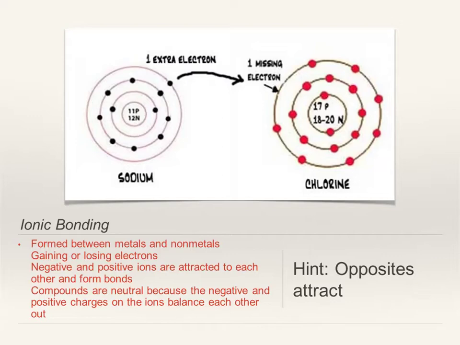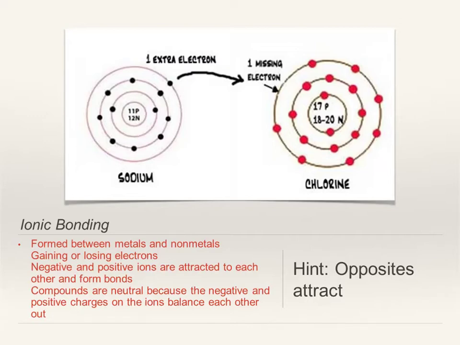When we have ionic bonding, this involves gaining or losing electrons. That's the whole way ions are formed in the first place. So the negative ions and the positive ions are attracted to each other, and as they come together, they form bonds. This is very similar to the idea that opposites attract, kind of like the opposite ends of a magnet attract each other and they pull towards each other and connect.